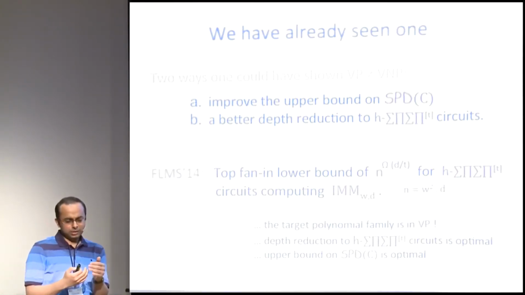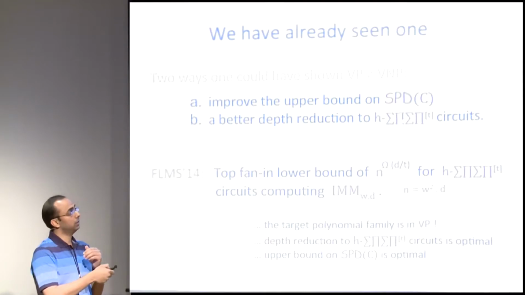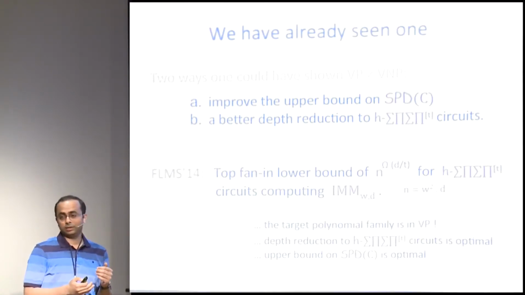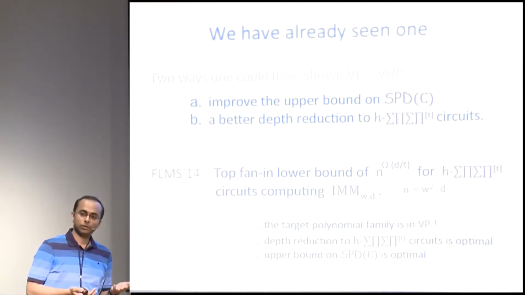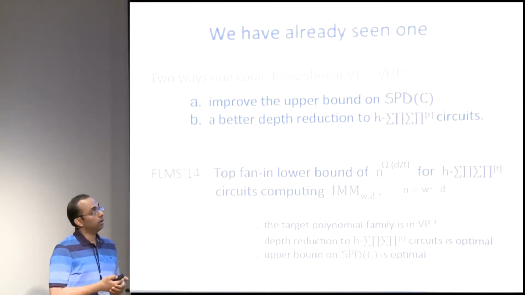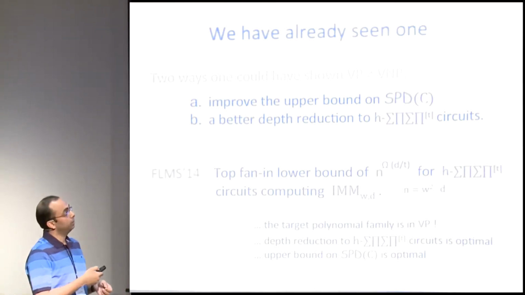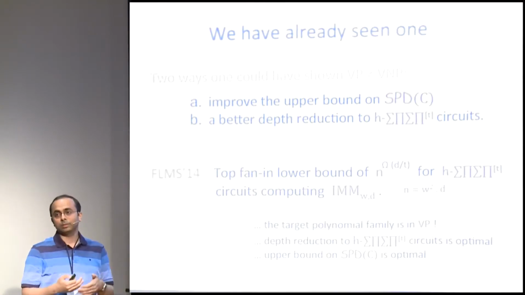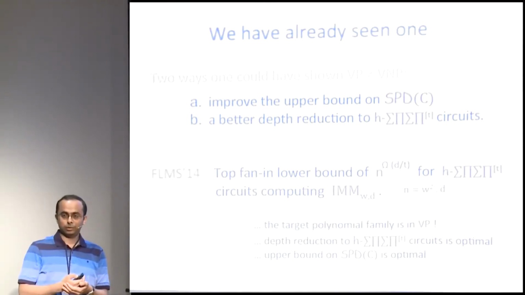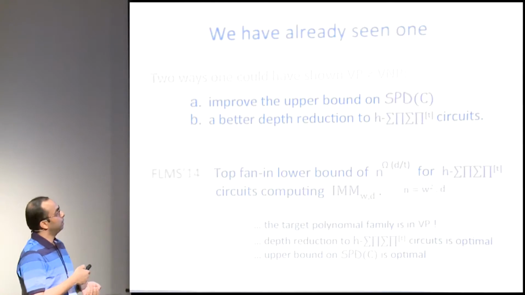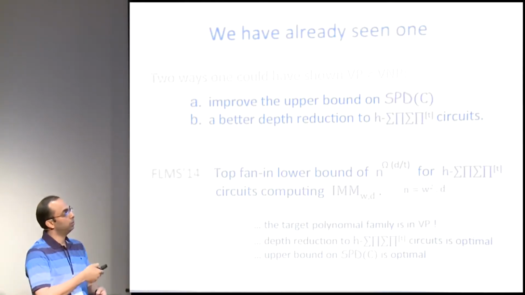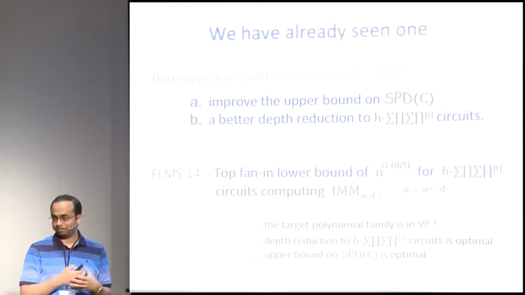If you have a better depth reduction to a circuit of this kind with size smaller than n to the d by t, then you are through, because we already have a lower bound of n to the d by t. Or if you can improve the upper bound here, then you are also through, because you get something better than n to the d by t, and you prove VP not equal to VNP. This paper actually shuts the door on both the avenues in one shot.